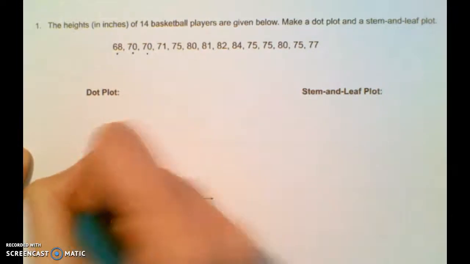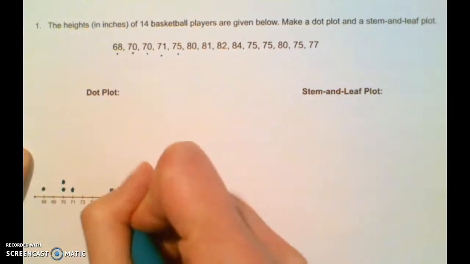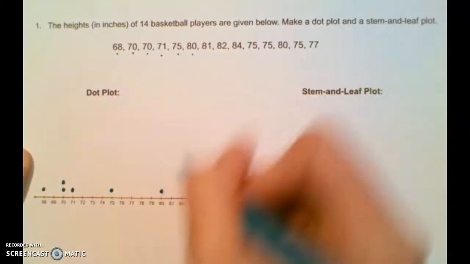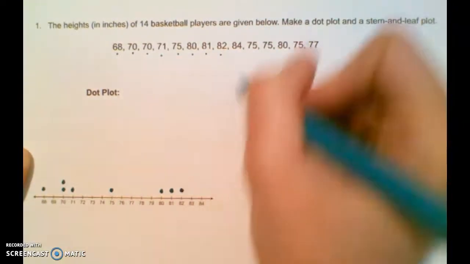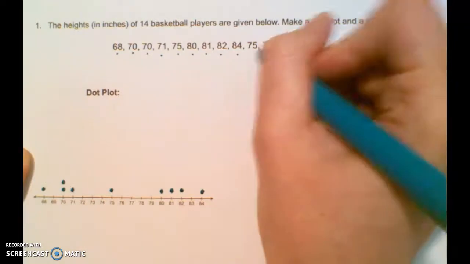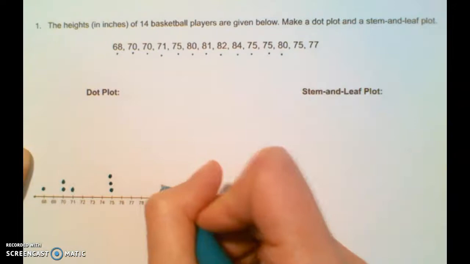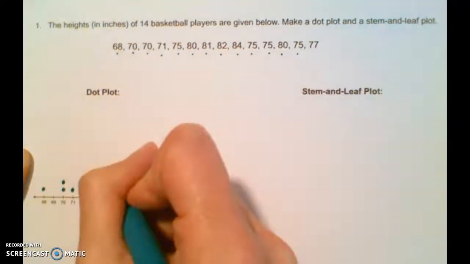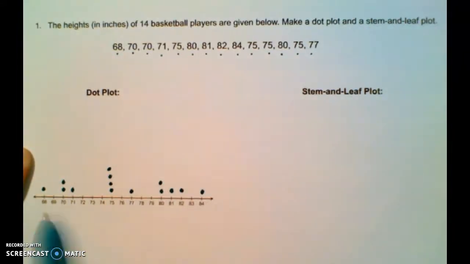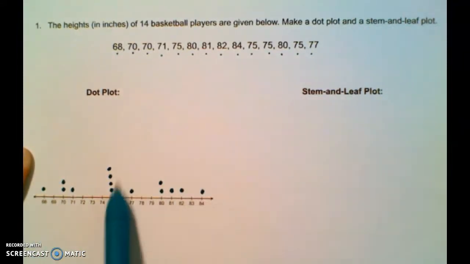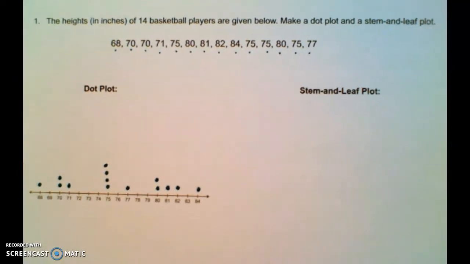70, 71, 75, 80, 81, 82, 84, 75 two more times, 1, 2, 80 again, 75 again, and 77. So we can see that our heights are really spread out, but that 75 is the most frequent or the most common height. Then a stem and leaf plot.